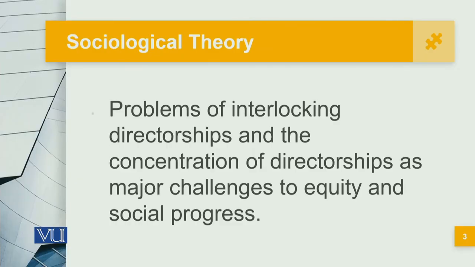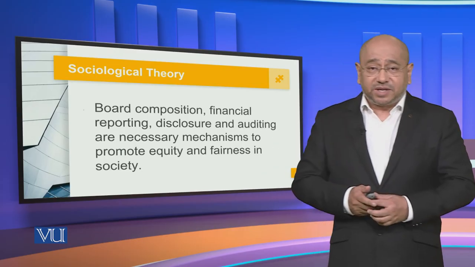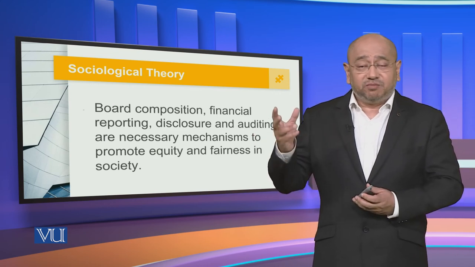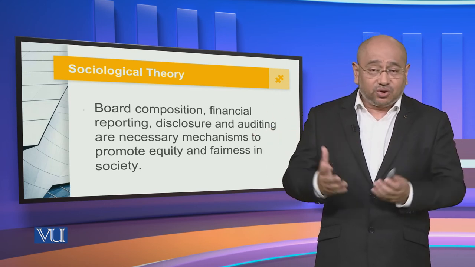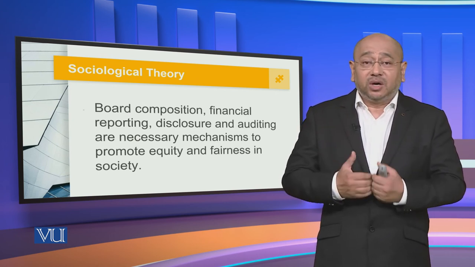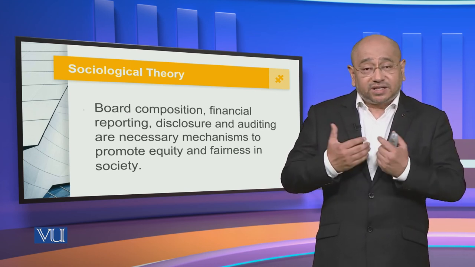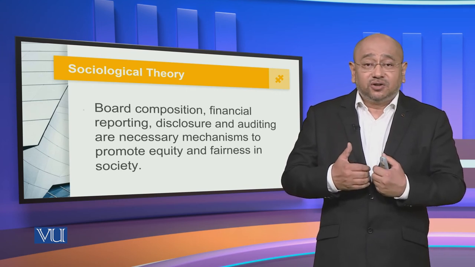When we are looking at those elements, we see that board composition, just like I was talking about, the different directors, financial reporting, disclosure, and auditing are necessary mechanisms to promote equity and fairness in society. So, ladies and gentlemen, the board composition is a very important component of the sociological theory, but then there are these other elements. Financial reporting: how is it done? How transparent is it? How many people get access to it? How is that financial report being developed?